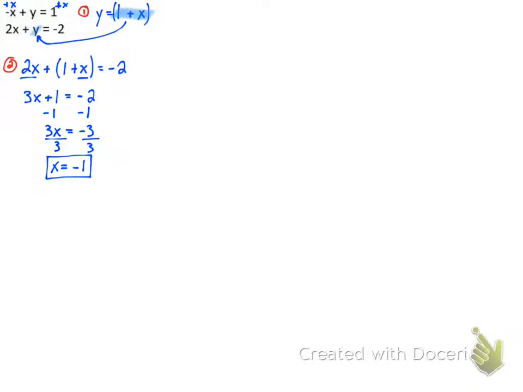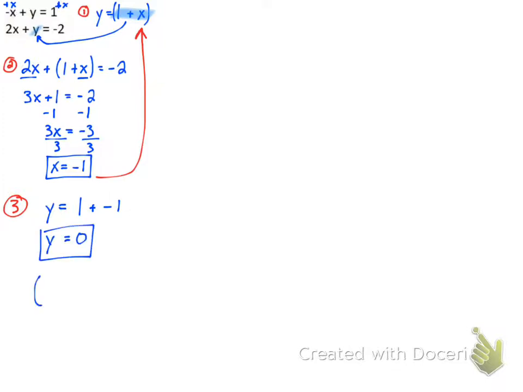Once I get one of the answers, again, I'm going to grab this and plug it into the first step. So my third step would be to find my other variable. So I get y is equal to 1 plus negative 1. So I get y is equal to 0. And so my ordered pair solution is (-1, 0).